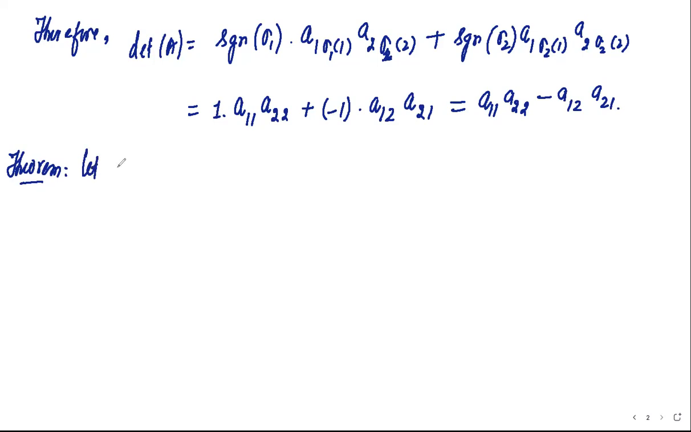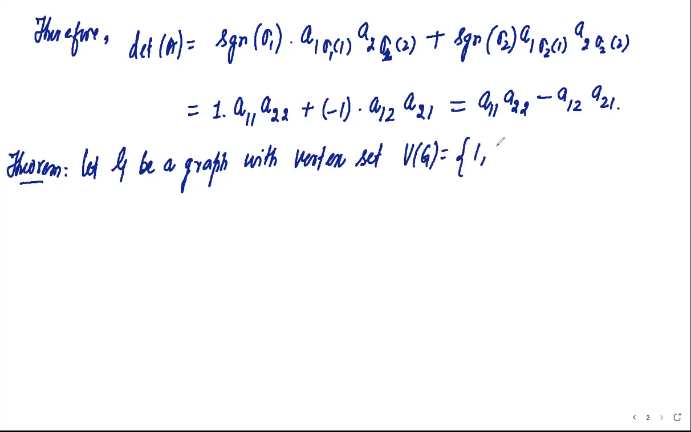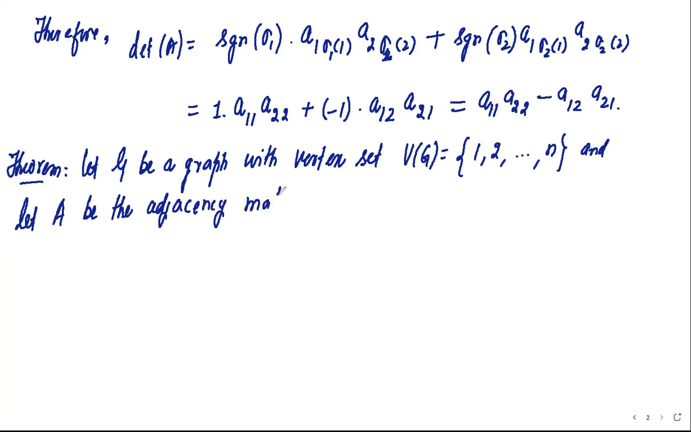And this theorem is like, let G be a graph with vertex set V of G, which is equal to 1, 2, up to n. Let these 1, 2, 3, up to n be the vertices of the graph G, and let A be the adjacency matrix of G.